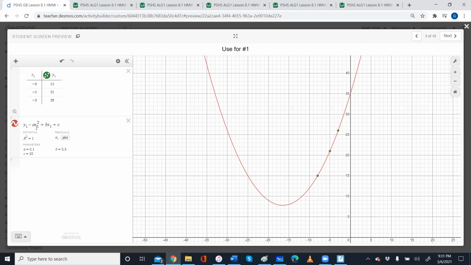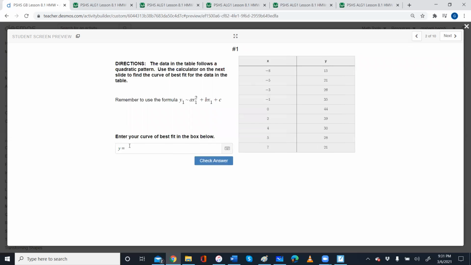So it was 0.1x squared plus 3.3x plus 35. Now you're probably going to get not very nice decimals, and they're probably 4 or 5 decimal points long. Unfortunately, you do need to type in the full numbers, or else it will say error as you're doing those questions.